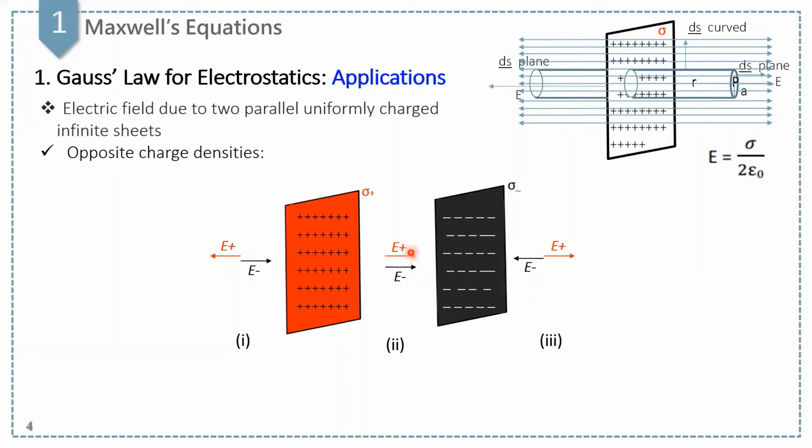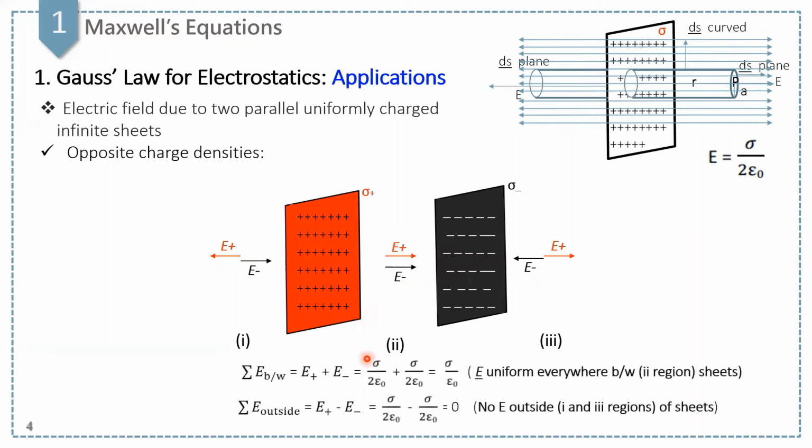Now, by adding the electric fields in each region, for example, the electric field between the two sheets, the electric fields from the left sheet and from the right sheet are both in the same direction and also both have the same magnitude, sigma over 2 epsilon naught. Hence, by adding up both, we get sigma over epsilon naught, that is the electric field between the two sheets, which is uniform everywhere between the sheets.